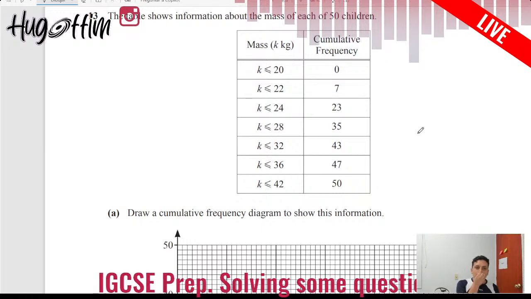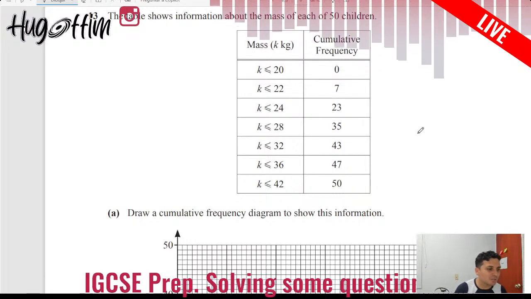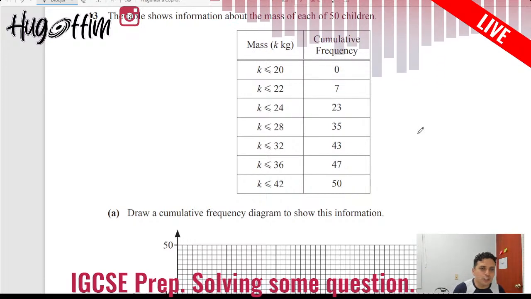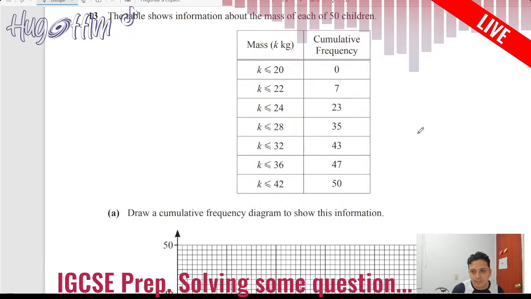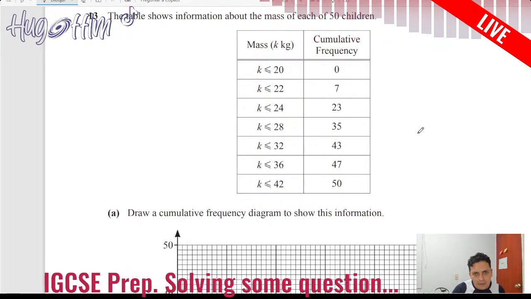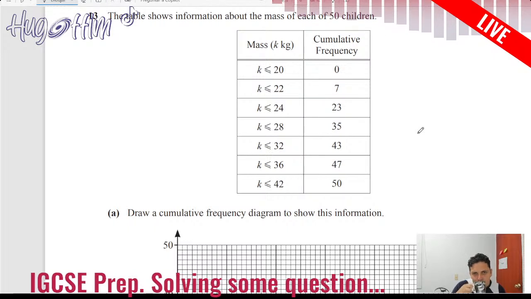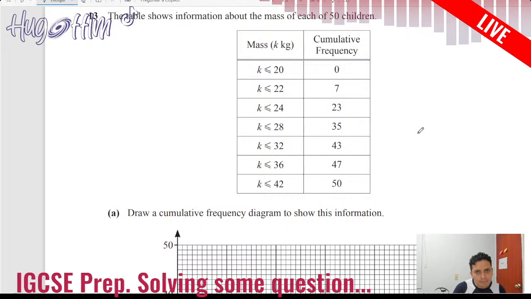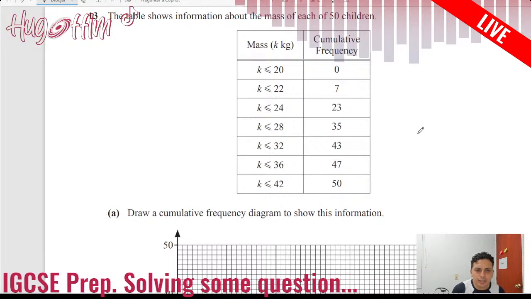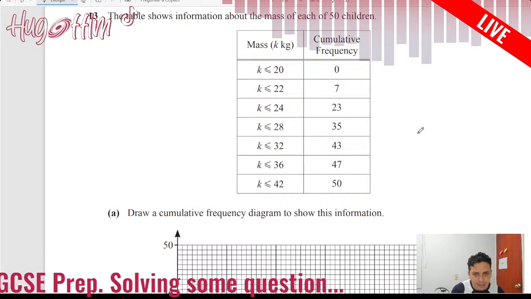Okay, let's go with cumulative frequencies. This is something that sometimes I need to study. The table shows information about the mass of each of 50 children. Okay, we have the cumulative frequency chart and we have to draw a cumulative frequency diagram to show the information.